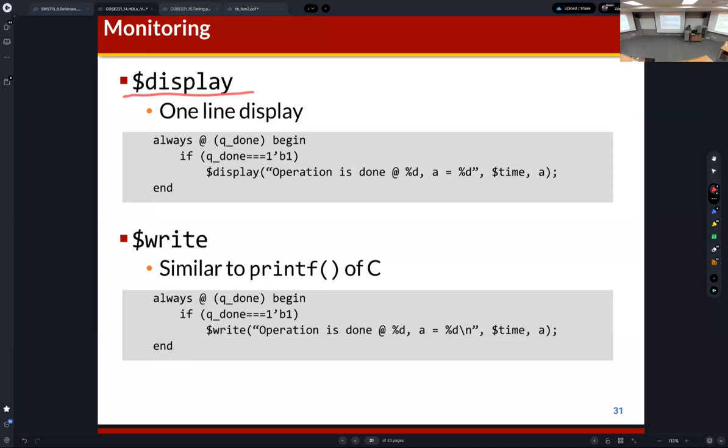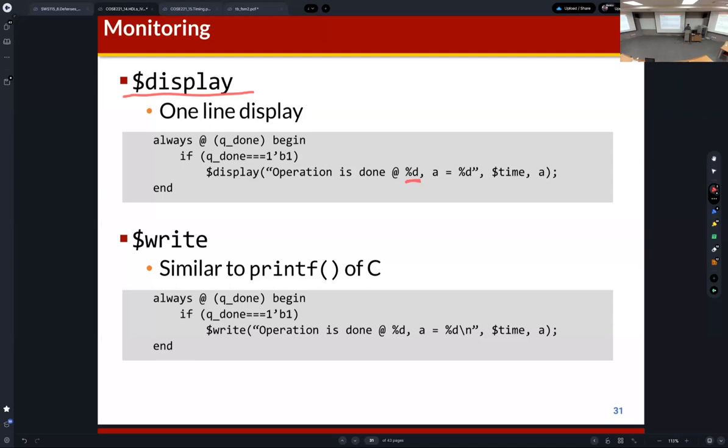So this is the example. You can find the operation is done, and then the percent sign to be represented. This is the decimal number, and this is the decimal number. Time is also a special variable. If we use the dollar sign and time, then it just reports the current time of simulation. Then this is the signal.